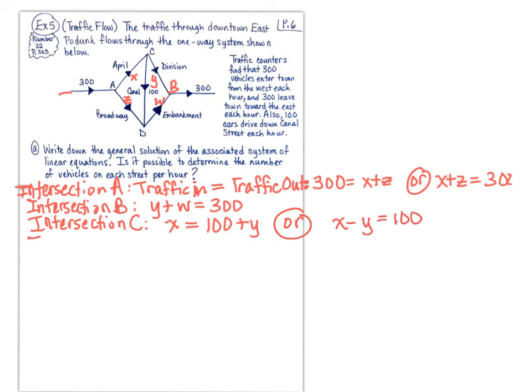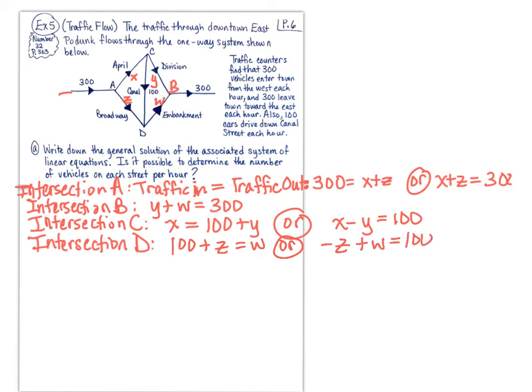At intersection D, again, traffic in is the same thing as traffic out. Notice that you have Z going in, and you have Canal Street, which was 100. So Z going in plus 100 is going to be equal to W. So we have 100 plus Z is equal to W, or we can write negative Z plus W is equal to 100. So we have 4 equations.